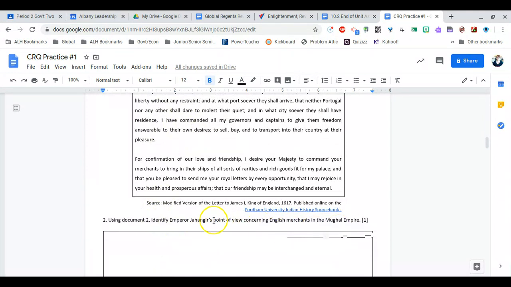When we are asking about point of view, it's not like the ELA point of view where you're talking about first person, second person, third person. Point of view for social studies means basically, what is their opinion about this? How do they feel about these things? So we're looking for, how does Emperor Jahangir feel about having English merchants in the Mughal Empire?